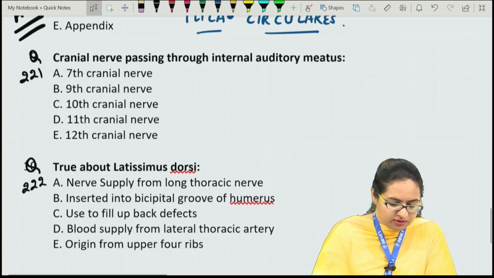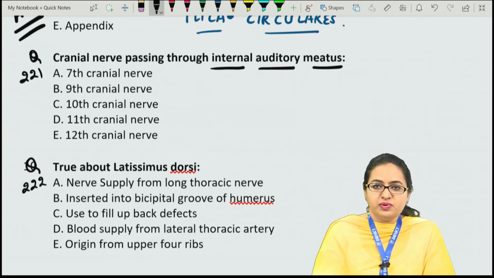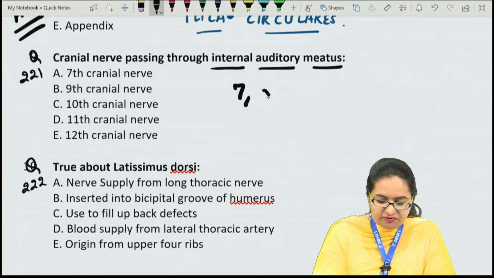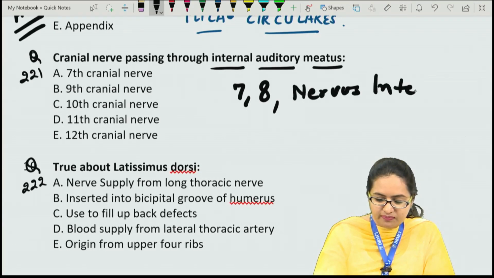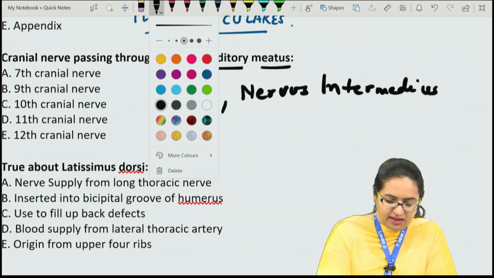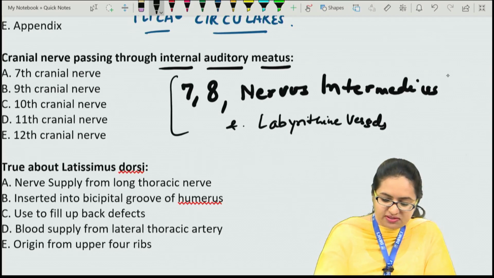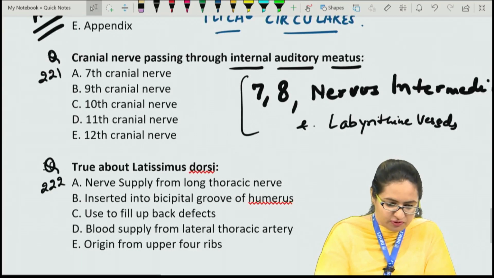The next question, question 221, says: the cranial nerve passing through the internal auditory meatus. The cranial nerves which pass through the internal auditory meatus include the facial nerve and the vestibulocochlear nerve. Apart from this, the sensory root of the facial nerve, that is the nervus intermedius, and along with this, we have the labyrinthine vessels. These are the structures passing through the internal auditory meatus. Over here only one option is mentioned, so the answer is A.